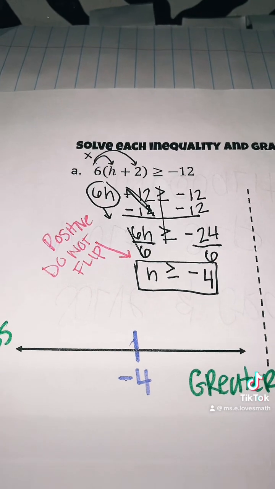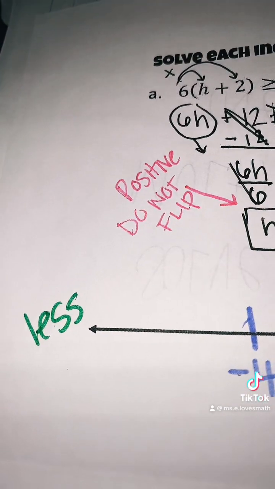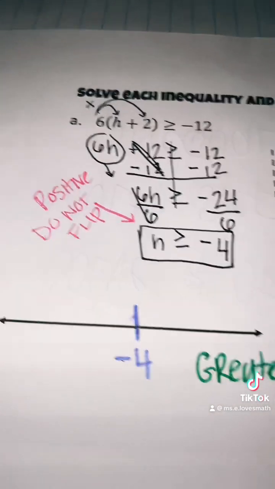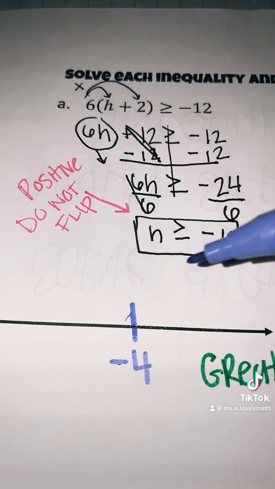All right, now it's time to graph this inequality. Remember, numbers to the left are less and numbers to the right are greater. We need negative 4 on our number line since negative 4 is the number in our inequality.